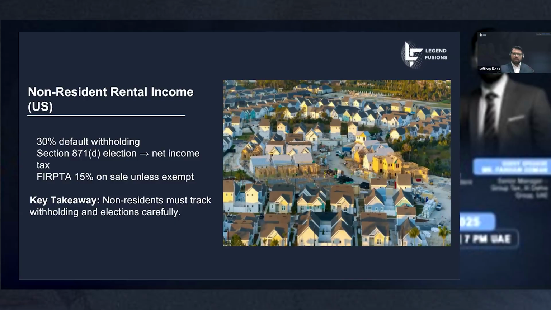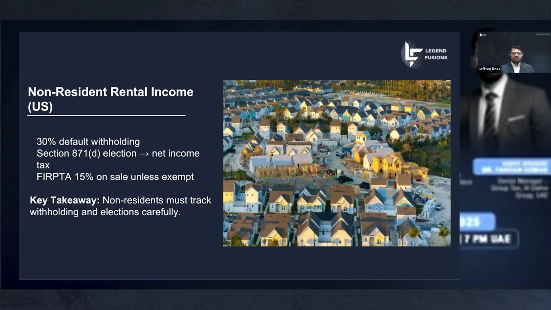Like in Canada, I would say there is an option to submit the NR6 form, and you can file an election under Section 216. So a kind of same thing over here on the US side. The IRS says you can also make an election under Section 871(d) of the Internal Revenue Code, and by making this election, they agree to treat the rental activity as effectively connected with a US trade or business.